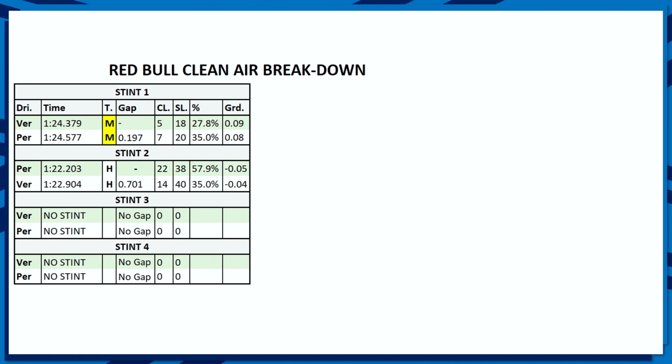But taking a look at the Red Bull Clean Air breakdown overall, it was Verstappen who was 2/10 faster in Clean Air in stint number 1, but Perez who was quicker in stint number 2. But bear in mind, Verstappen didn't complete too many laps on stint number 2.